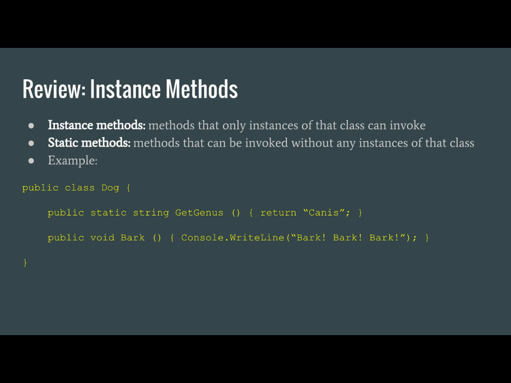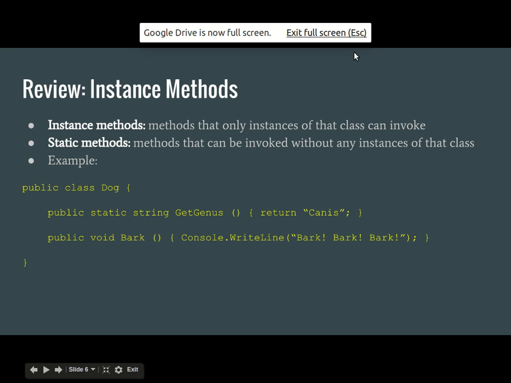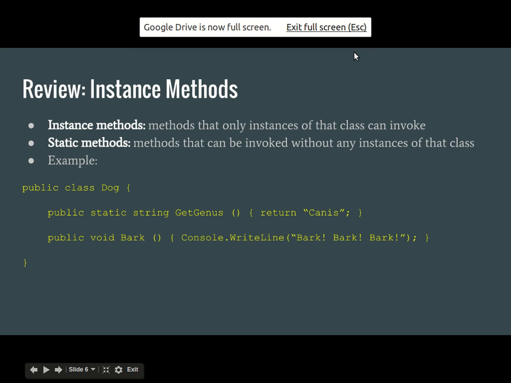However, for this Bark method, we need a dog in order to make it bark. An abstract dog cannot bark. Therefore, this is an instance method instead of a class method. All right, so that is a brief review of what we learned before about object-oriented programming. Any questions?